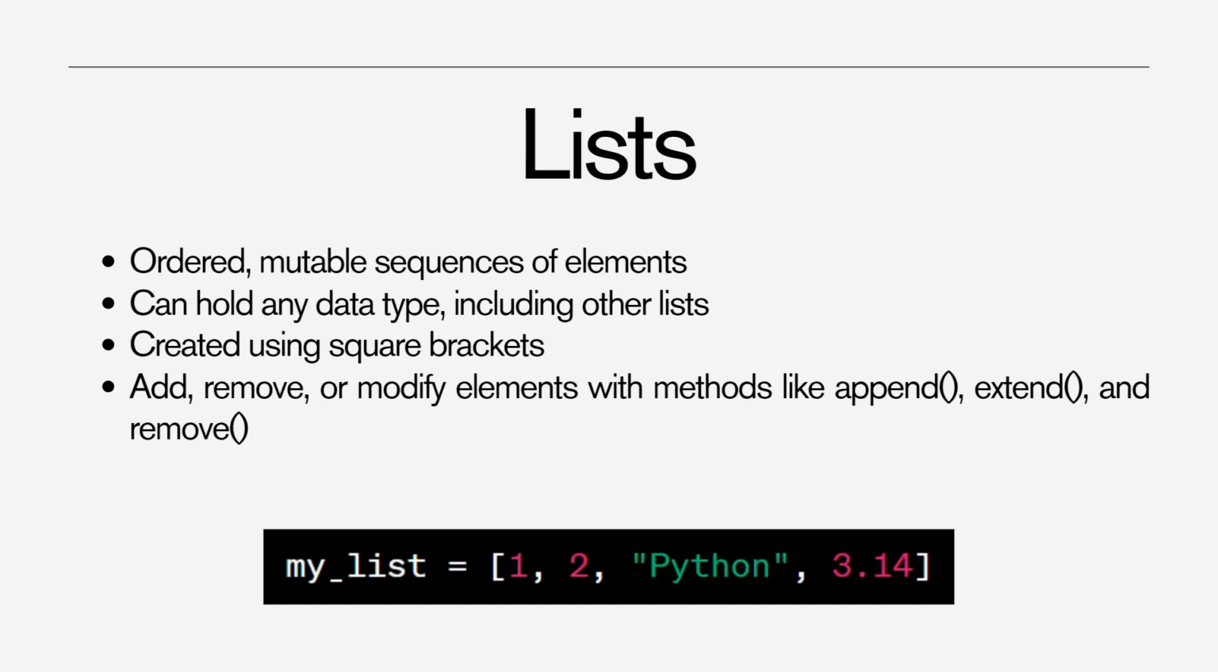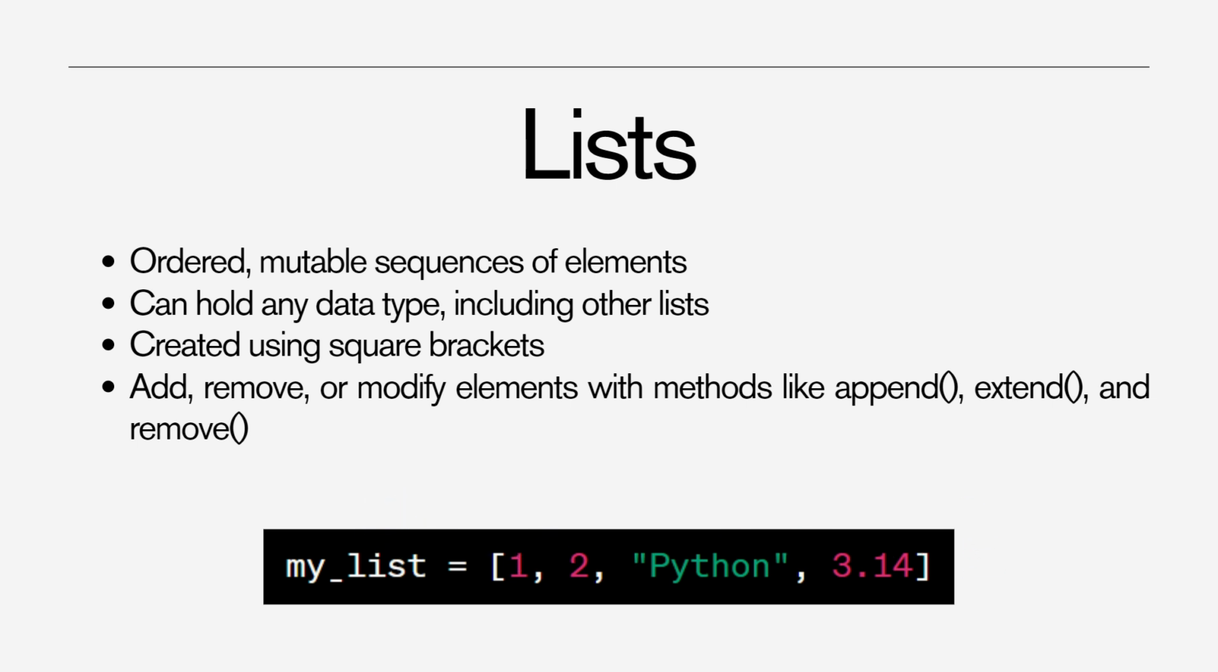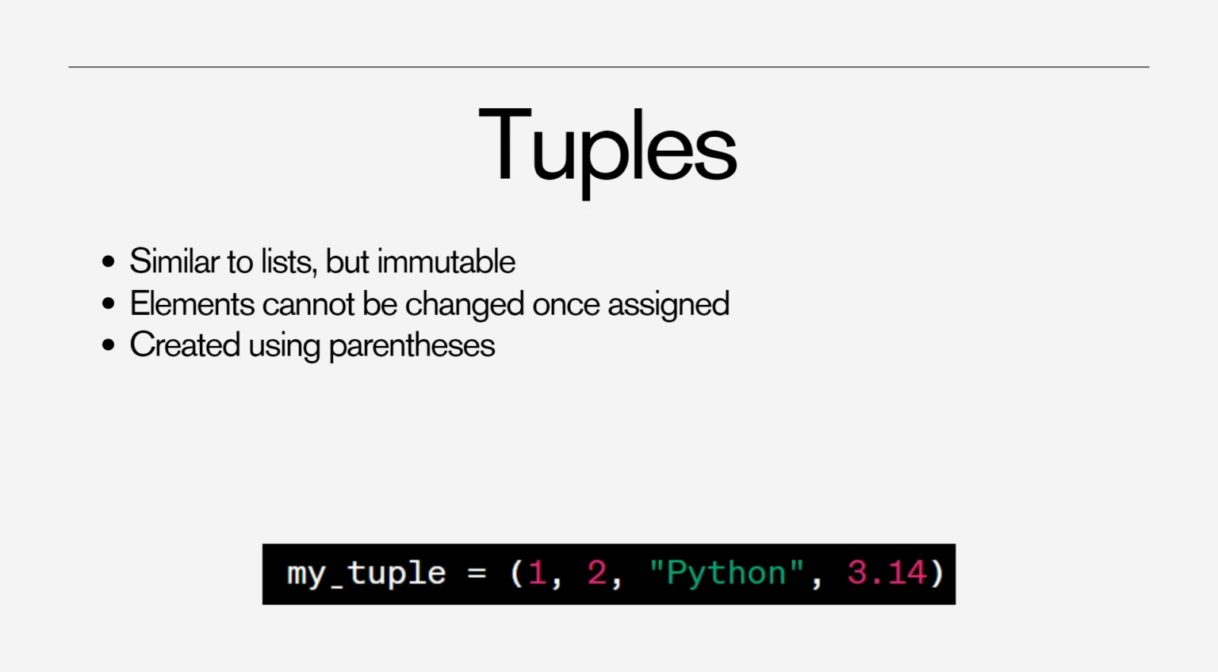Then we have list. Lists are ordered, mutable sequences of items. They can hold any data type, even other lists. You can create a list by enclosing elements in square brackets. Here you can see. You can add, remove, or modify the elements in a list using various methods like append, extend, and remove.